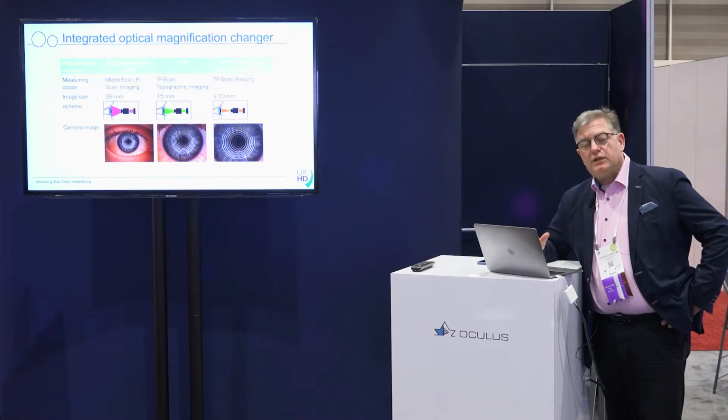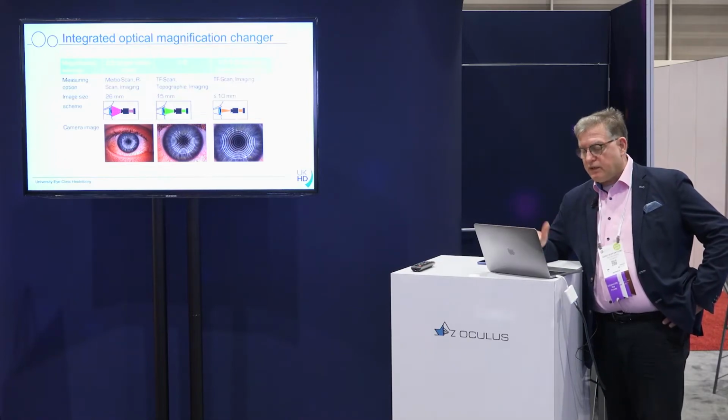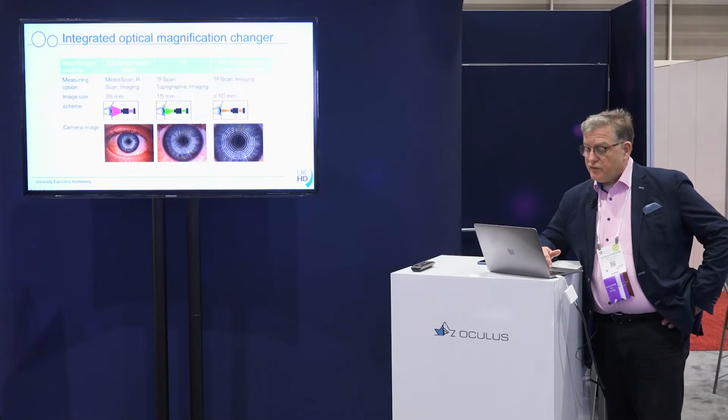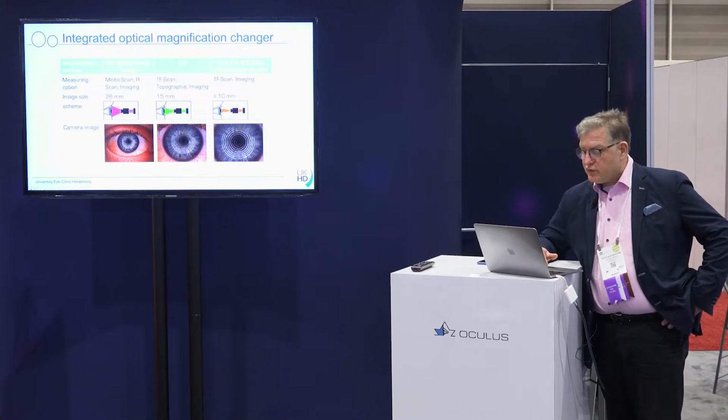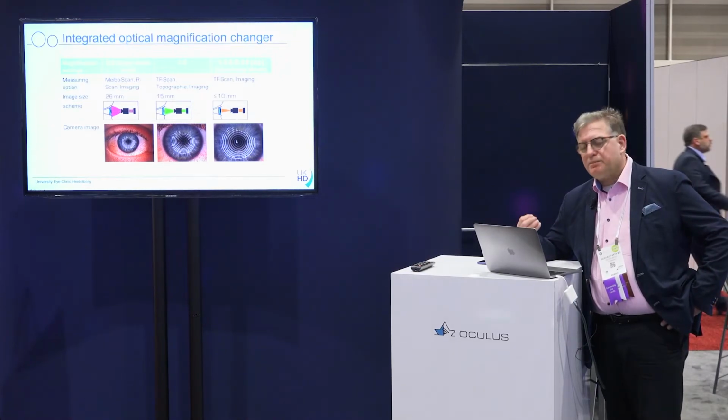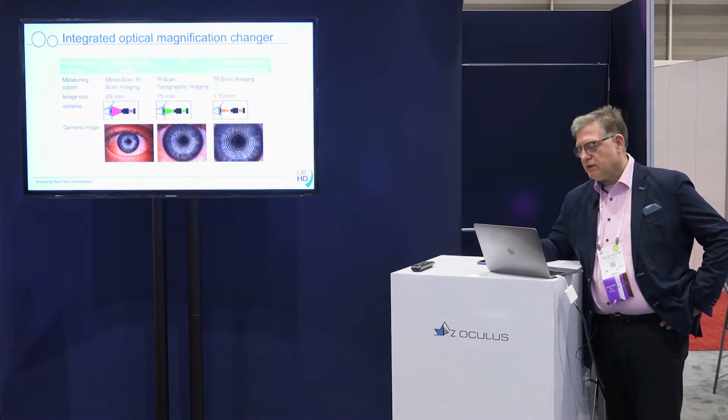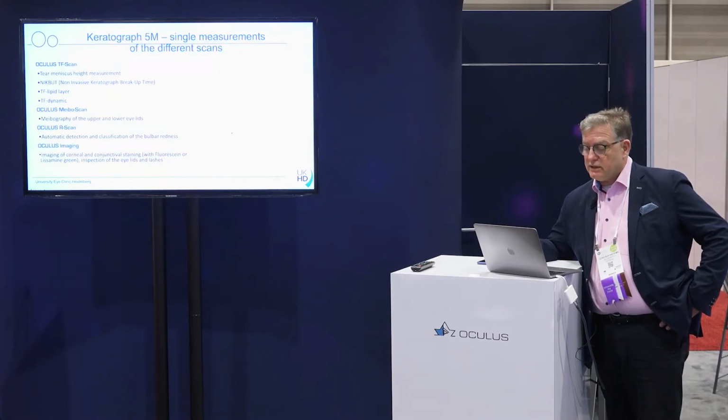So when the machine is doing that, it actually is switching the magnifications, because if you look at the camera, if you want to see the redness, you need a different magnification than if you just want to look at the anterior cornea, or if you want to go into looking at the tear film and the osmolarity, or how much lipid is there, the fatty part of it, you also need a different type of magnification. This is all automatically implemented in the machine, integrated.